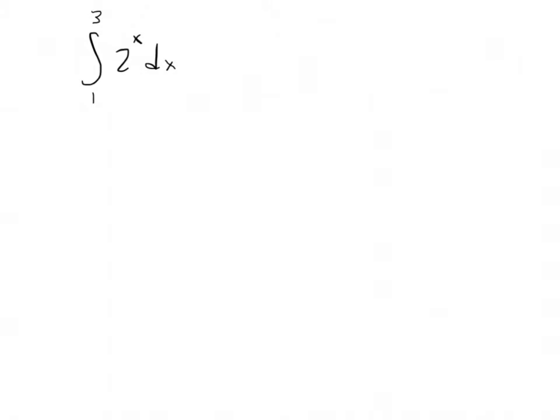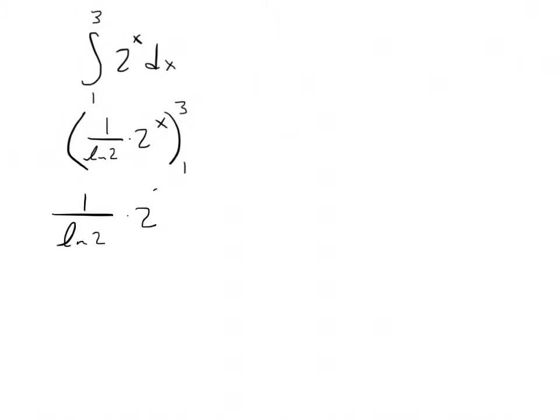So first of all, the antiderivative of 2 to the x will be 1 over ln 2 times 2 to the x. And then I'm going to take this and evaluate it from 1 to 3. And hopefully you remember from the fundamental theorem of calculus, that just means we plug in the 3, and then we plug in the 1, and we subtract. So I will have 1 over ln 2 times 2 to the third minus 1 over ln 2 times 2 to the first.